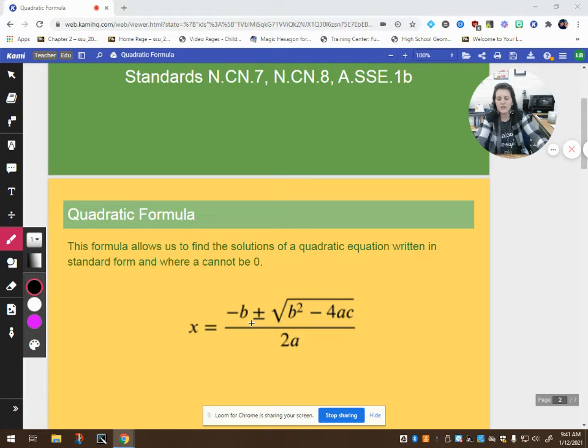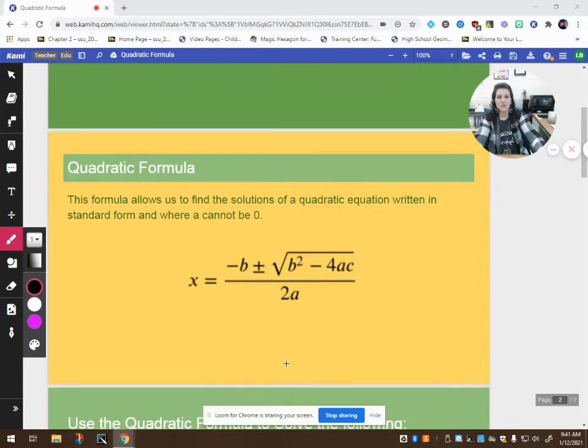So what this formula allows us to do is find the roots or the solutions where the parabola crosses the x-axis, and it helps us find imaginary roots. It allows us to find decimal roots. It allows us to find whole number roots. It doesn't matter what or where the parabola crosses the x-axis, we can come up with a solution.